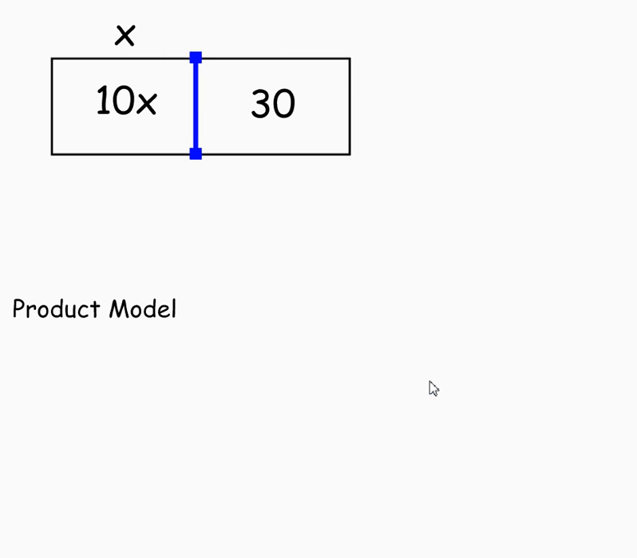All right, here's another one. Again, I have a piece of my product model. I have x. So what do I multiply x by to get 10x? Sorry about that. What do I multiply x by to get 10x? Well, I multiply by 10. Now, what do I multiply 10 by to get 30? 3. So my product model is 10 times the quantity x plus 3.